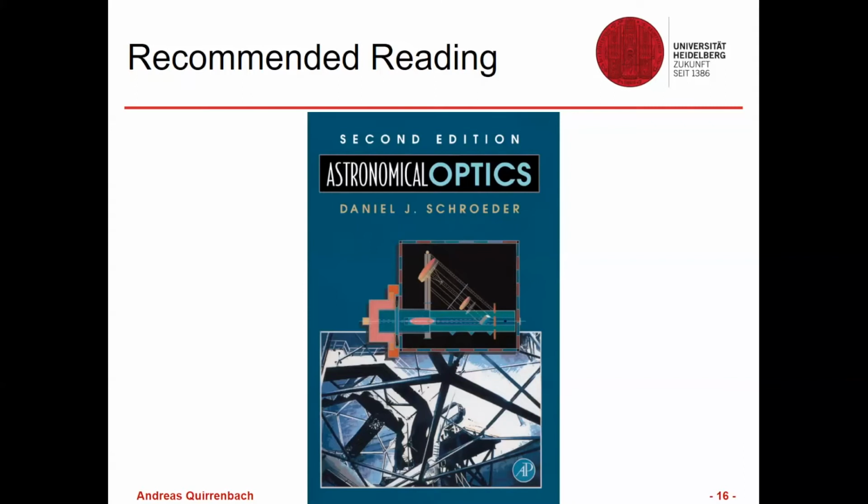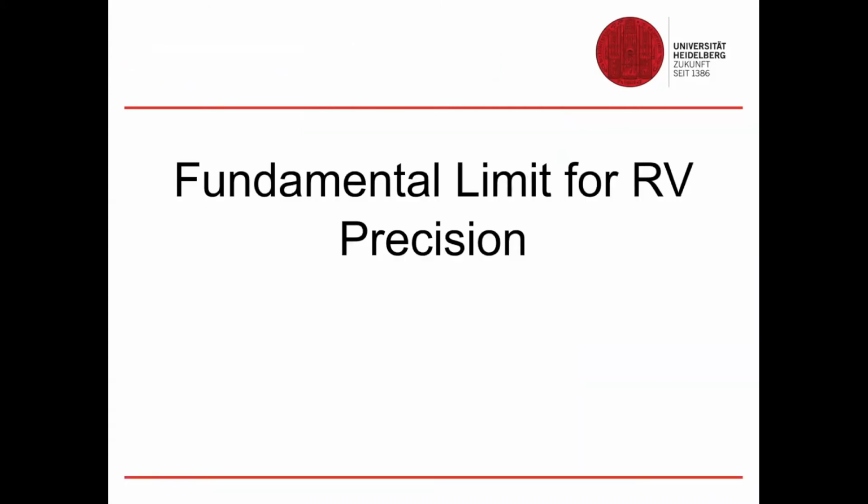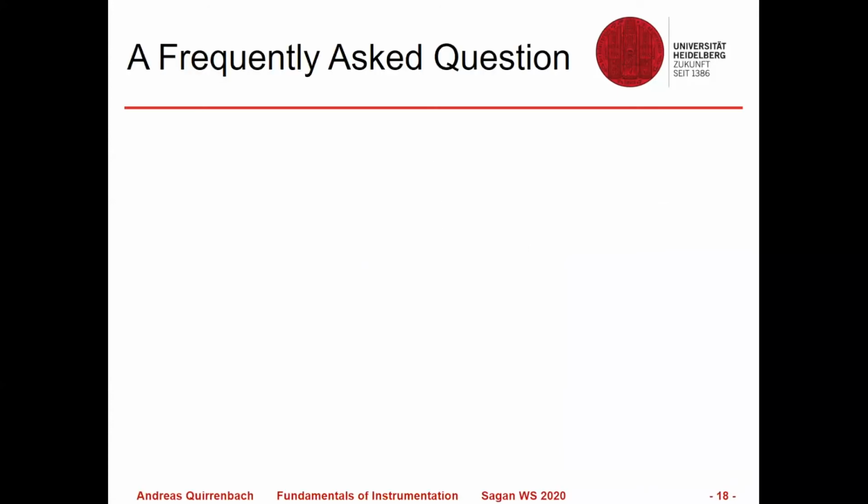Okay. So I wanted to recommend this book, from which I also took some of the figures for looking up the basic optics. So now about the fundamental limit for getting radial velocities out of such an instrument.